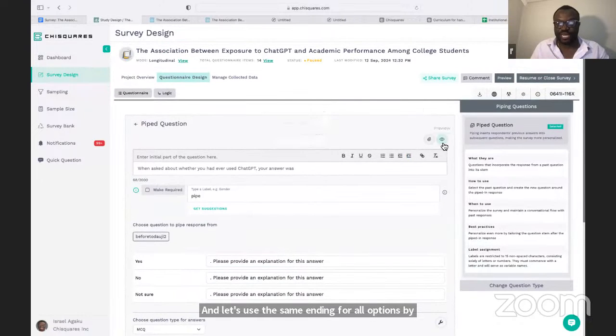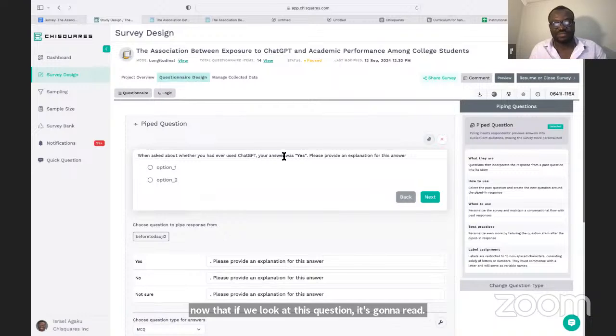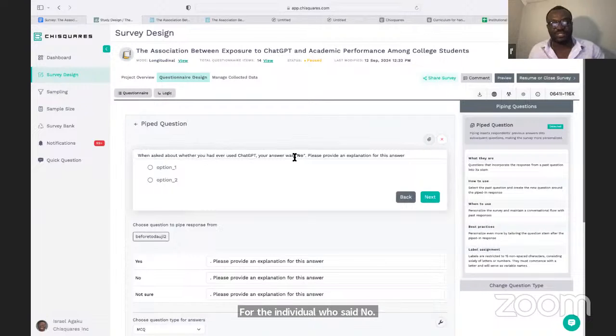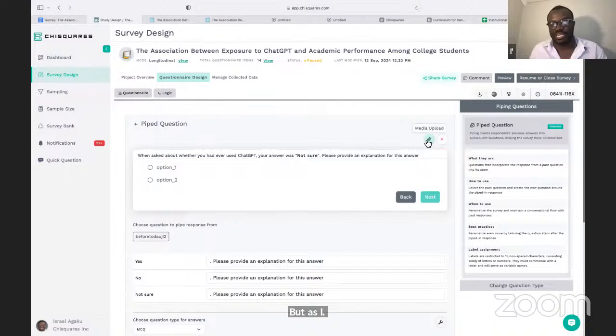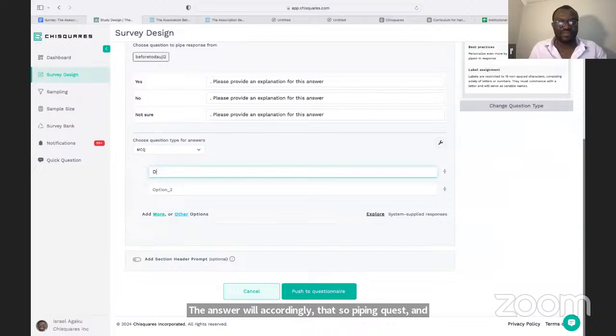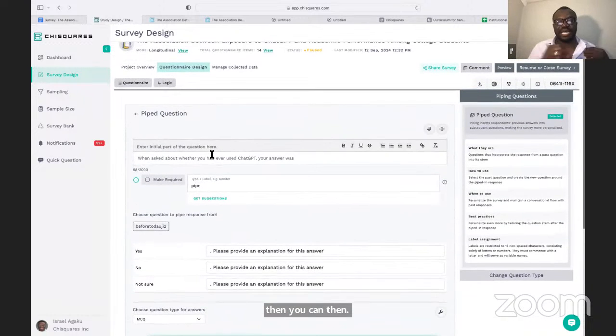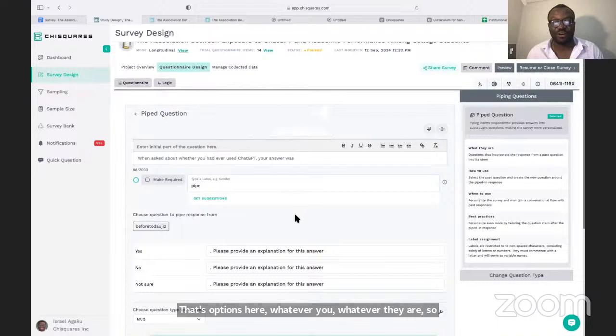So now, if we look at this question, it's going to read, when asked about whether you had ever used ChatGPT, your answer was yes, for the individual who said yes. For the individual who said no, the answer will be, when asked about whether you had ever used ChatGPT, your answer was no. For those who said maybe, not sure, the answer will accordingly be that. So piping, and then you can create the answer options here, whatever they are. A pipe allows you to pipe answers from a previous question into a current one.